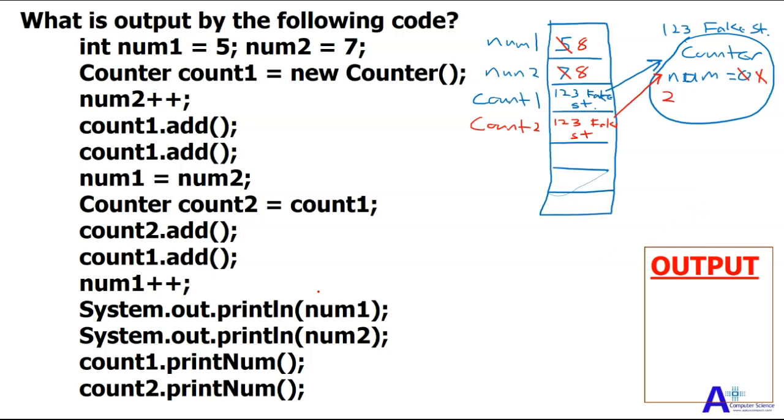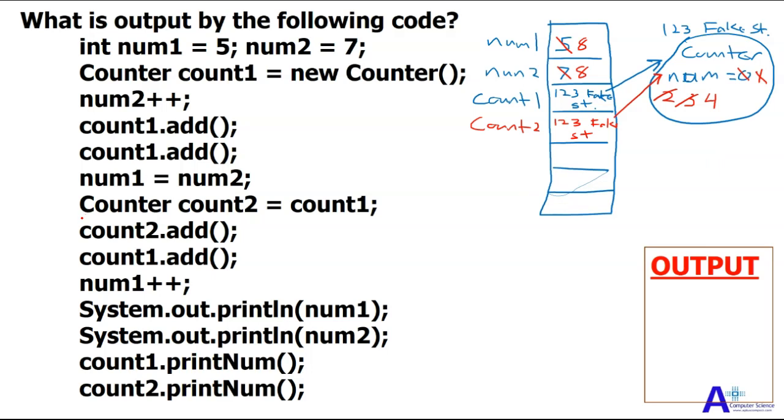So what's going to happen now when I go count2.add, we're going to call that method on what count2 is pointing at, which is this object here. So we'll turn the num variable into a 3 now. And when I call count1.add, it's pointing at the same object. So that 3 is then going to turn into a 4.